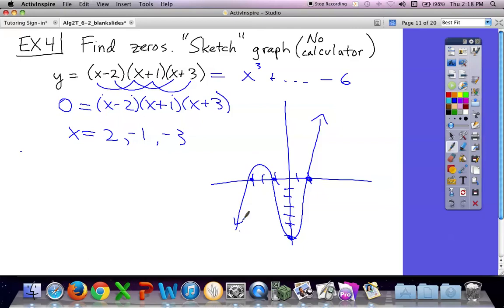What time is it? I think we got time. I'll save this one for later.